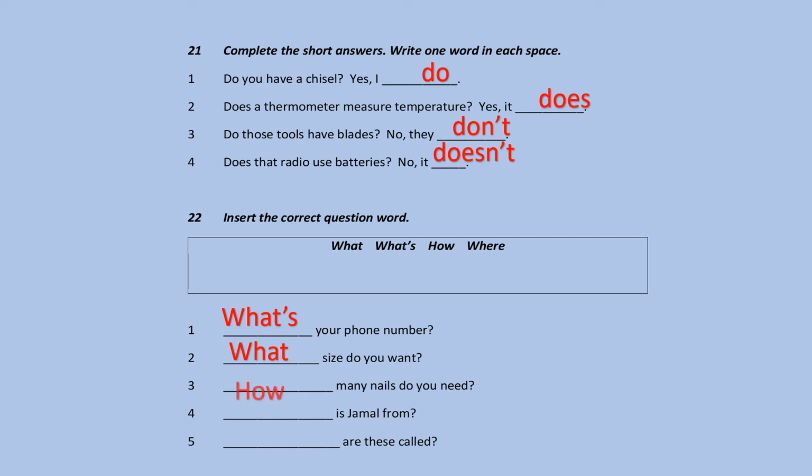Usually we use how many nails? Number 4, space is Jamal from? The question word is where? Where is Jamal from? Number 5, are these called? The answer is what? What are these called?